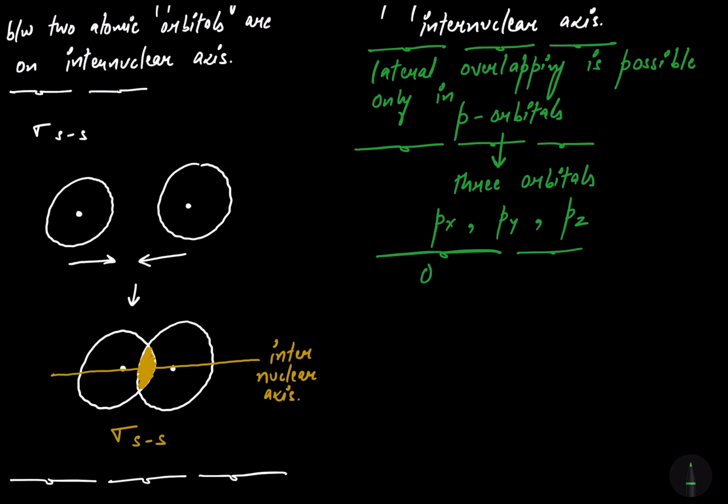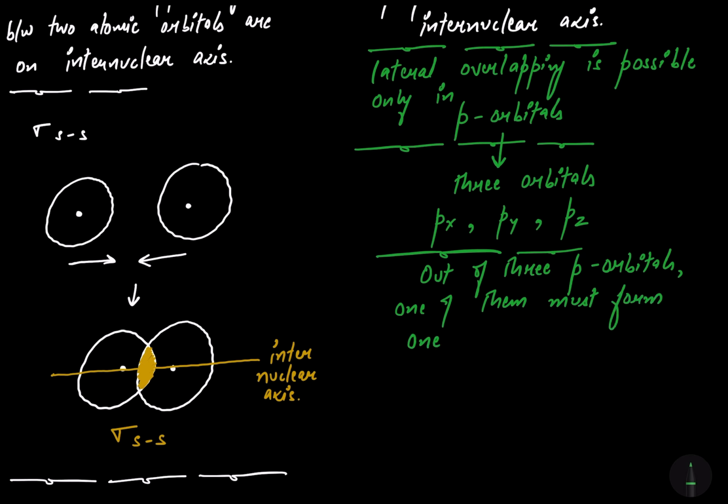I am writing: out of 3 p orbitals, one of them must form one sigma bond, only then other 2 orbitals will form pi bonds.